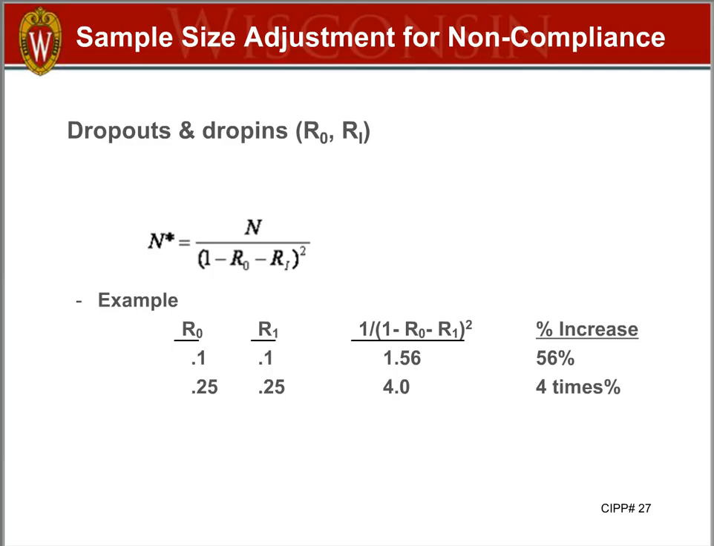So one really needs to take this into consideration in your design and understand from previous trials and your knowledge of the situation to make an estimate of what the non-compliance will be. But to ignore this is going to be troublesome, and you can't toss out the patients who are non-compliant. I'll illustrate that a little bit later.